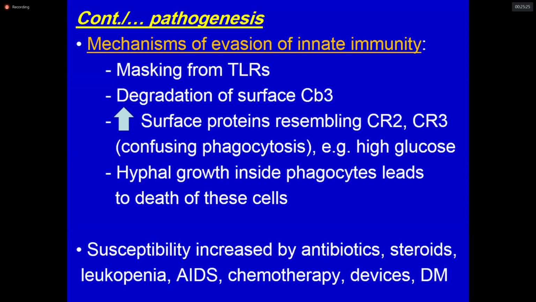As we said, when immunity is depressed or when a patient is taking antibiotics, this will lead to increased susceptibility to Candida albicans. So antibiotics will increase susceptibility, especially broad spectrum antibiotics. Steroids, also another point. Leukopenia, low white blood cells, AIDS, chemotherapy, devices like catheters, DM, diabetes mellitus. All these can suppress the immune system and the innate immunity, the first line of protection, and can make the individual susceptible to infection with Candida albicans.